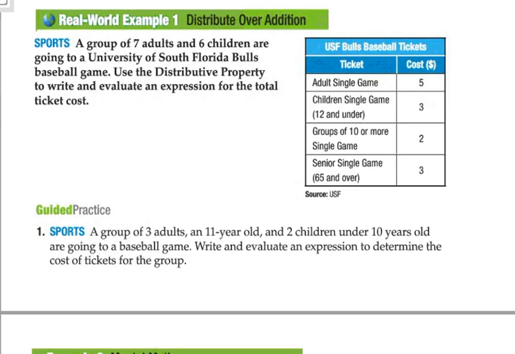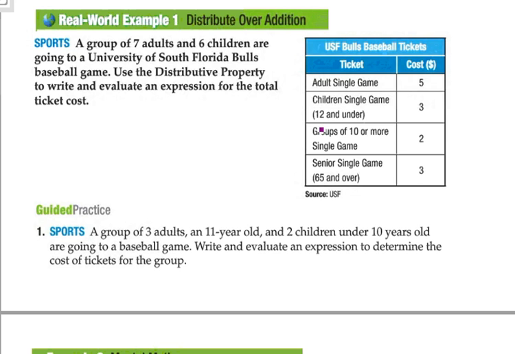Looking at example 1, we're talking about sports. It says a group of 7 adults and 6 children are going to a University of South Florida Bulls baseball game. Use the distributive property to write and evaluate an expression for the total ticket cost. So here we go. We're going to write an expression and evaluate, understanding that evaluate means actually solving the problem. So let's look at that. 7 adults and 6 children. Well, it looks like an adult costs $5, a child costs $3, a group of 10 or more for a single game costs $2, and then seniors 65 and over are $3.